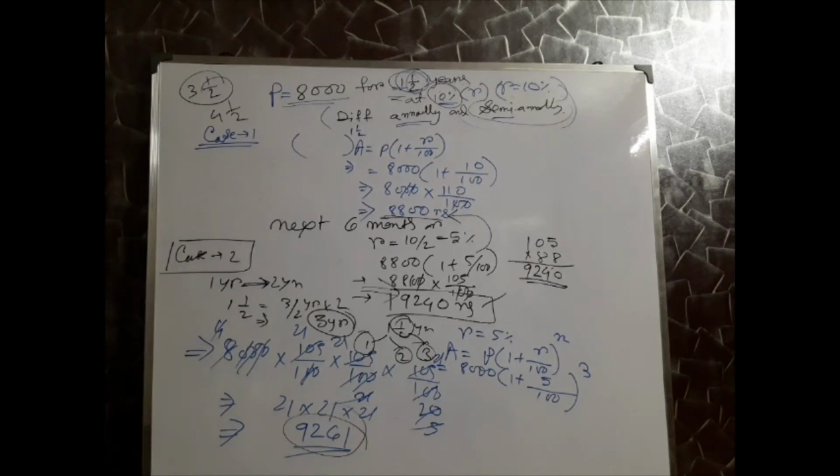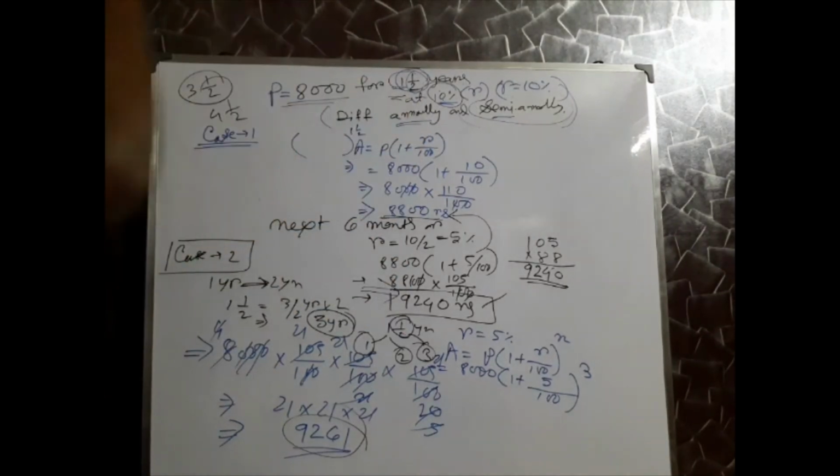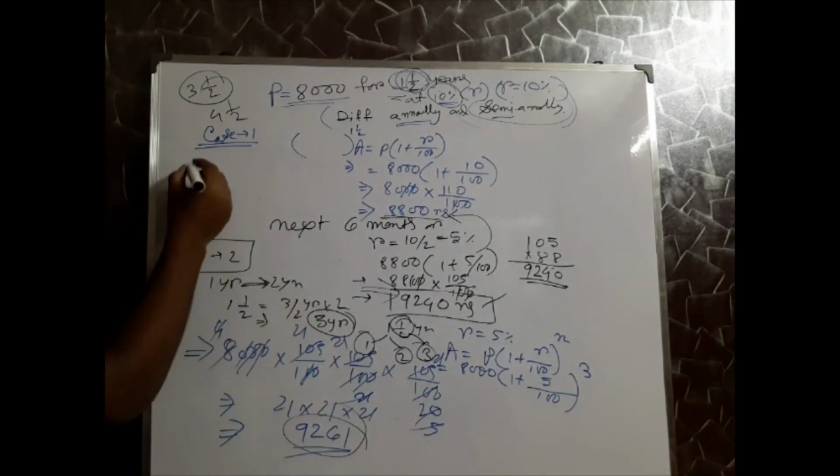we already have the amount of 9240 rupees when it is calculated annually. We just have to find out the difference. So what is the difference? It is 9261 minus 9240. What you need to do is simply, the answer is 21 rupees. Thank you very much.